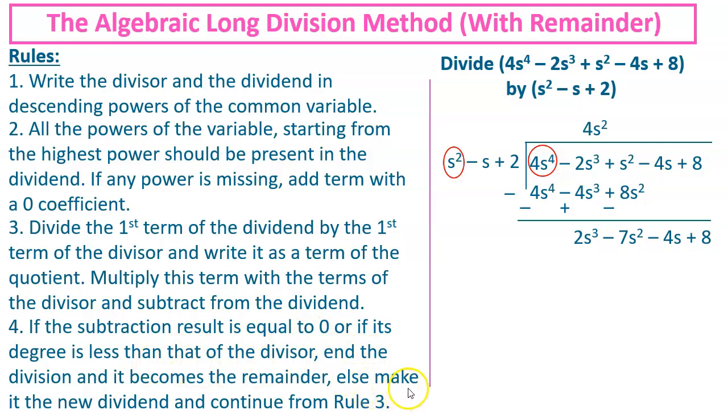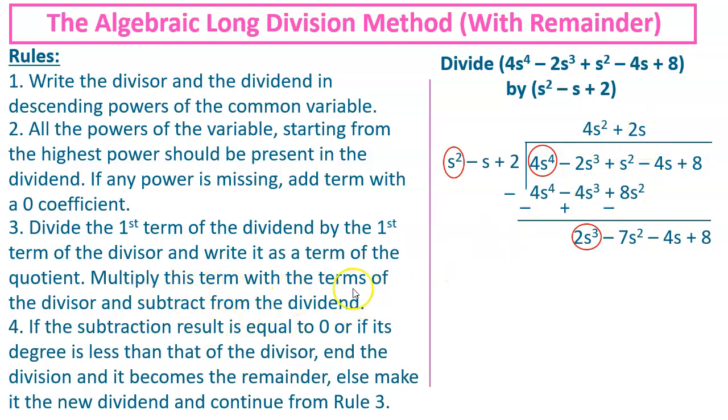Else, we come to the else part: make it the new dividend. So this becomes our new dividend and we continue from rule number 3. Rule number 3 says divide the first term of the dividend, which is 2s to the power of 3, by the first term of the divisor and write it as a term of the quotient. So 2s to the power of 3 divided by s to the power of 2 gives us plus 2s as the second term of the quotient.